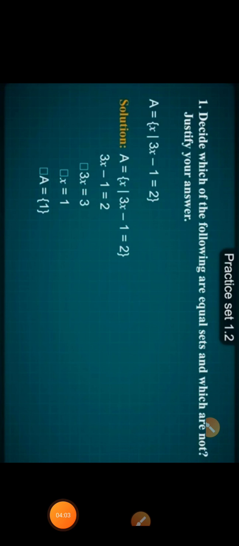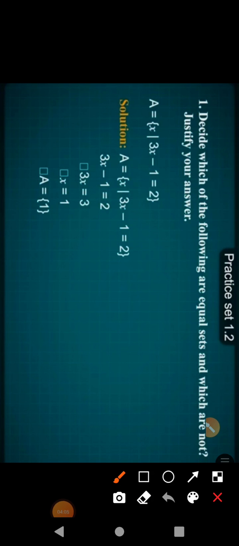So these are the three sets given over here, and after solving these three we need to decide whether they are equal sets or not. So let's see how to solve this. Again the first set we'll write here, x such that 3x minus 1 equals 2. Now we'll write only the equation over here: 3x minus 1 equals 2.